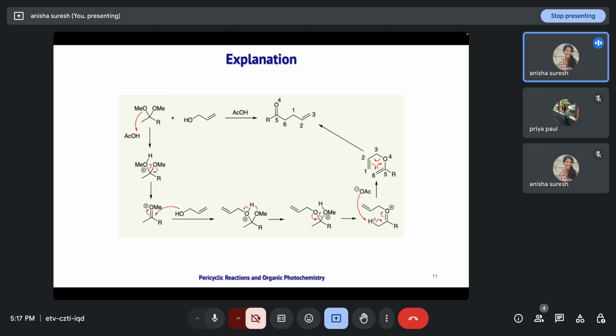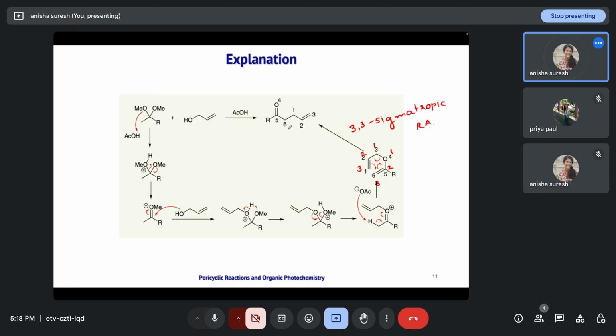Then acetate will be abstracting one of the protons, leading to a shift of this double bond and neutralizing this positive charge, leading to the formation of this allyl vinyl ether. Then this will be undergoing a 3,3-sigmatropic rearrangement, like 3, 2, 1, 1, 2, 3. It will result in the formation of this gamma, delta unsaturated ketone as the final product.